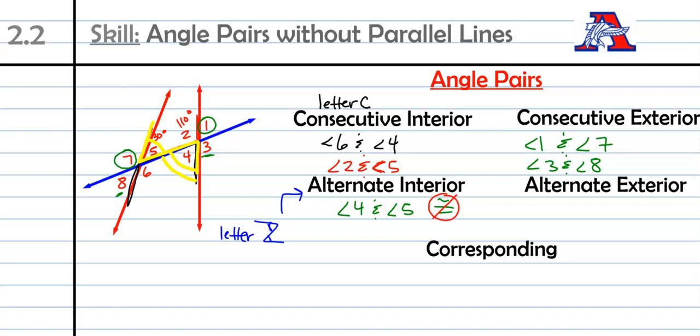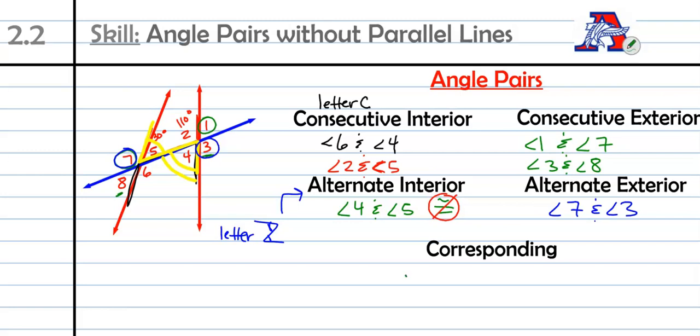I'm going to go on to alternate exterior angles. So that would be like an angle 7 and an angle 3. And again, they're not congruent. They're both obtuse in this case, but angle 7 is definitely bigger than angle 3, the way that my diagram is written. And then lastly, corresponding angles.